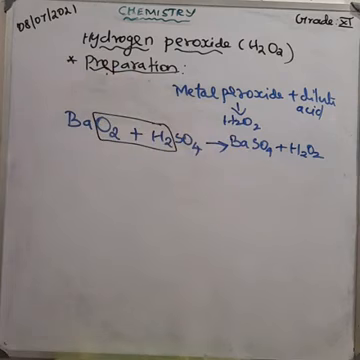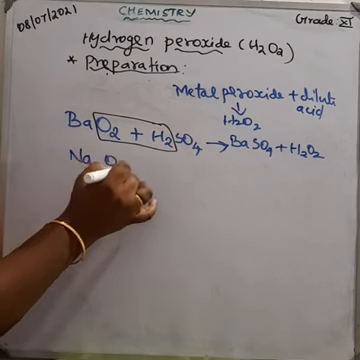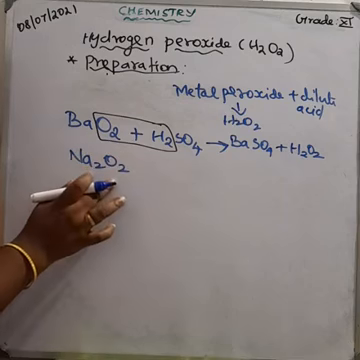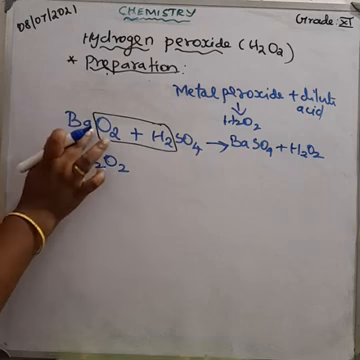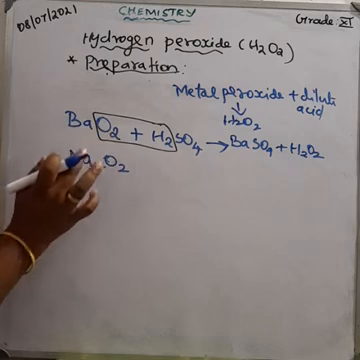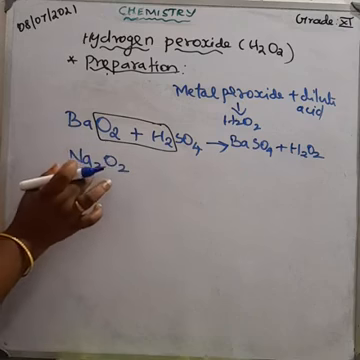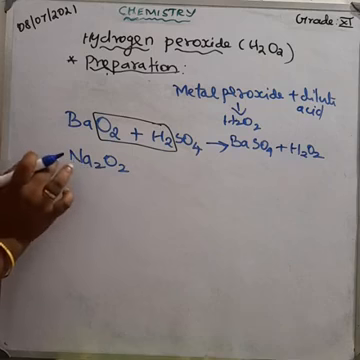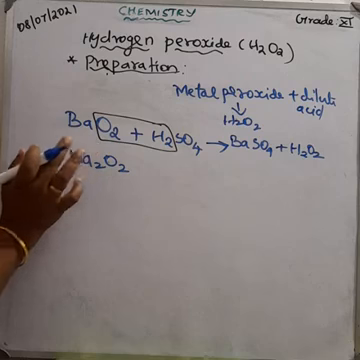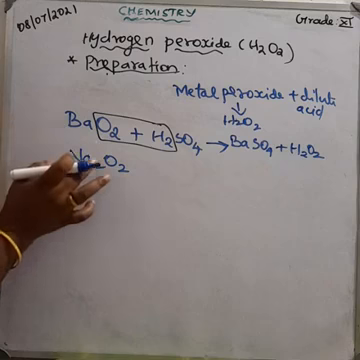Understood? Another example of a metal peroxide: sodium peroxide, Na2O2. Why here barium peroxide is BaO2, but sodium is Na2O2? Because of the balance of the electrons. Sodium is monovalent, barium is divalent. The oxygen atom needs 2 electrons, so we should take 2 sodium atoms.